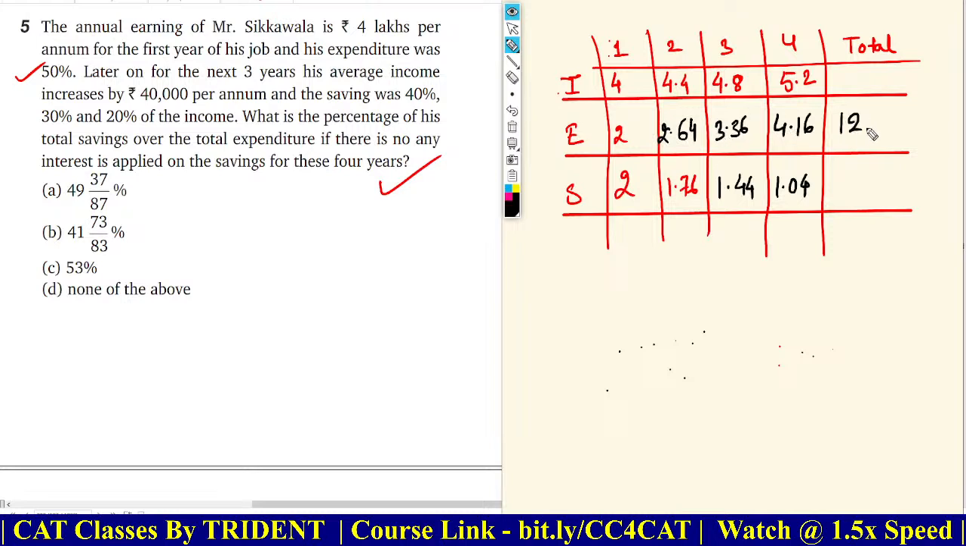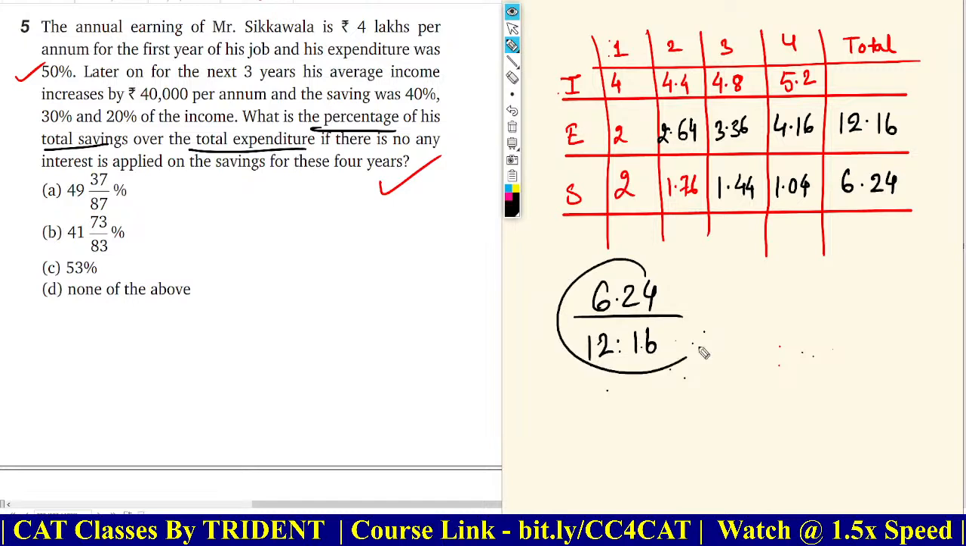All right. Now, the expenditure total is 12.16, and for savings I have 2, 3, 4, 5, 6.24. All right. What is it that they have asked you? They have asked you what is the percentage of his total savings over the total expenditure. Total saving is 6.24 by total expenditure is 12.16, right?